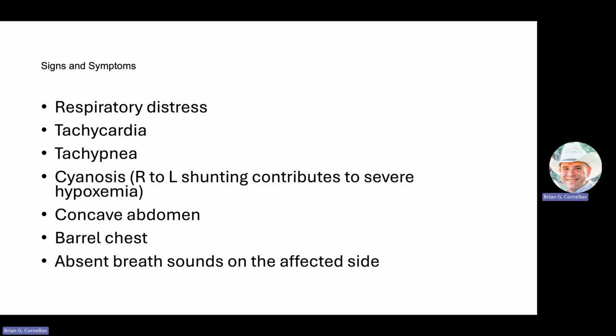When you look at the chest, because of the presence of gastric contents in the chest and the pliability of pediatric patients, they may have a little bit of a barrel chest, especially on the side that has had the herniated gastric contents. And then you may have absent breath sounds on the affected side and may indeed have bowel sounds on that side. But because of the limited amount of real estate in pediatric patients, you may see that it's difficult to identify that.